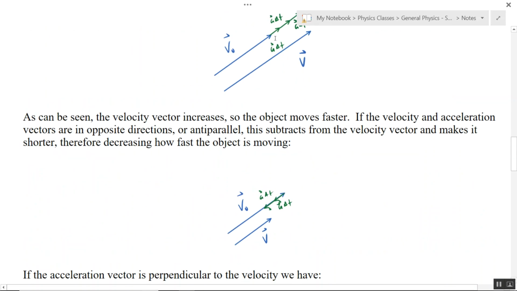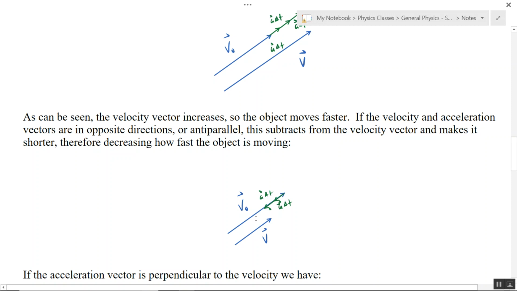Suppose A and V are in opposite directions. So suppose V is in some direction, A is exactly in the opposite direction. It's a little bit hard to see. Here's V0, and then you're adding a vector that's opposite of it. So these vectors are going in this direction, opposite of V0. When you add those two things together, what do you get? You get this vector here, because you're subtracting things from it. So what is the final velocity compared to the initial? Slower.